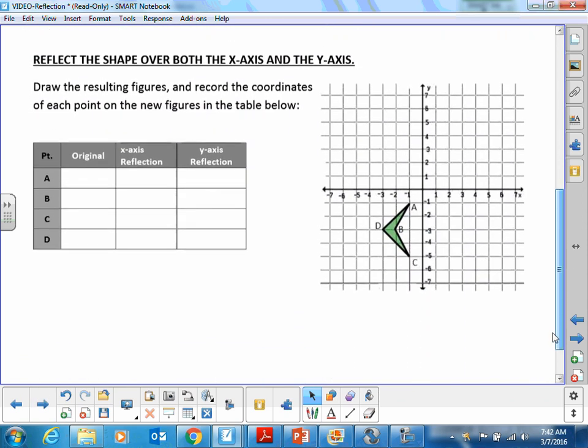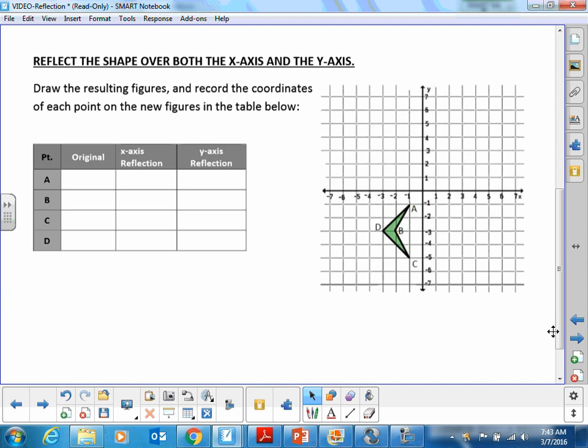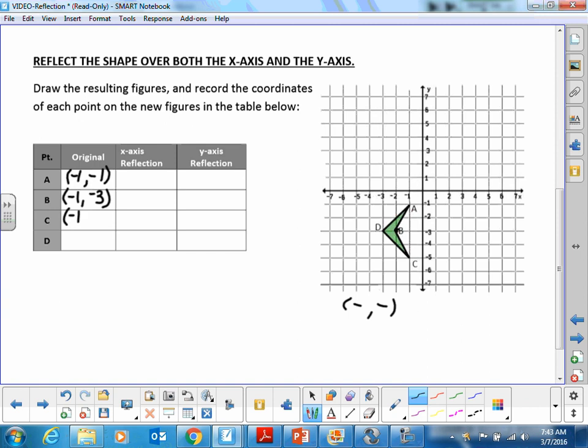So to reflect a shape over both the x and the y, we're going to start by finding the original points. If we look at our original shape, yours is gray, mine's green. So our original shape, if we look at A is at -1, -1. B is this point right here, and it is at -1, -3. They're all going to be negative, negative because we're in the third quadrant. C is at -1, -5. And D is at -3, -3.